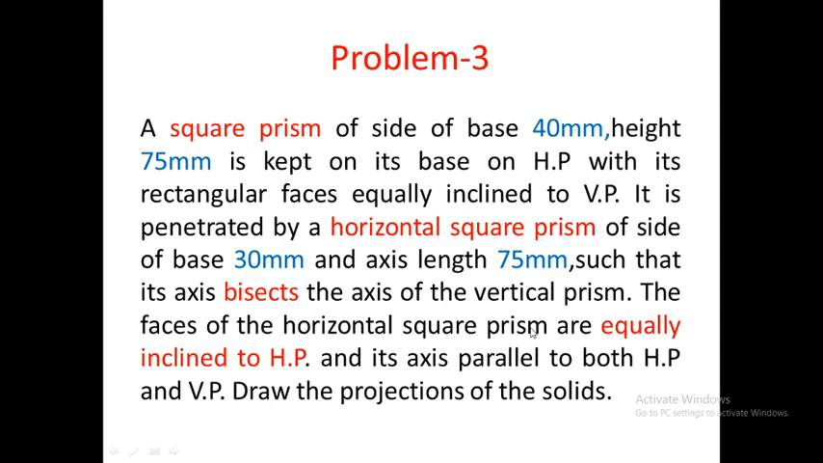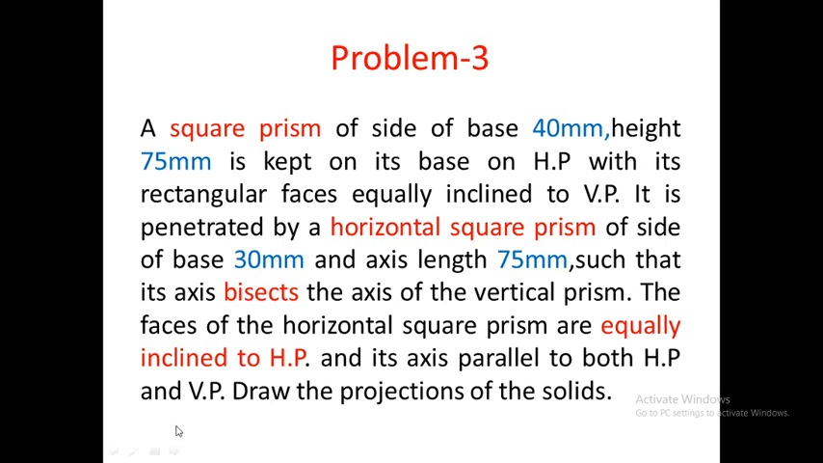The faces of the horizontal square prism are equally inclined to HP, and its axis is parallel to both HP and VP. Now in the question it is clearly given that the faces of the horizontal square prism are equally inclined to HP, and since the faces are equally inclined to HP, when we draw the side view of the horizontal square prism, which will be a square of side 30 mm, it will be drawn in the form of a kite. So let's begin with the solution.